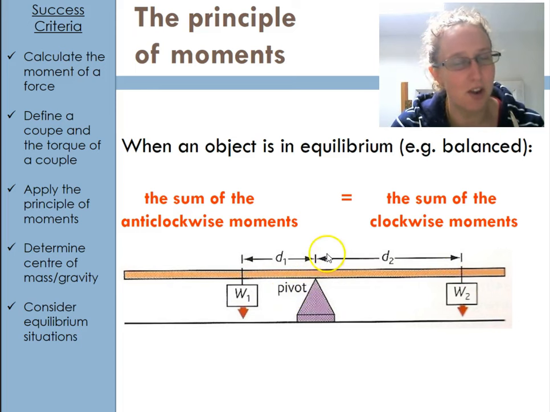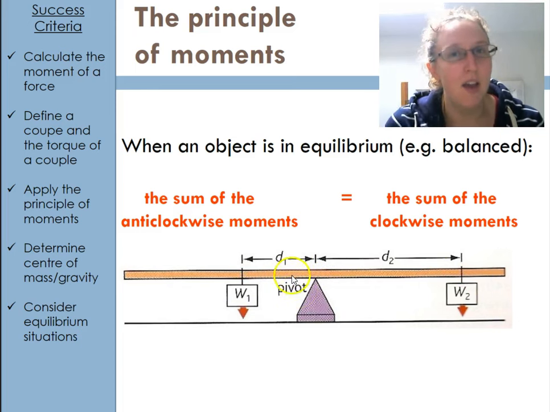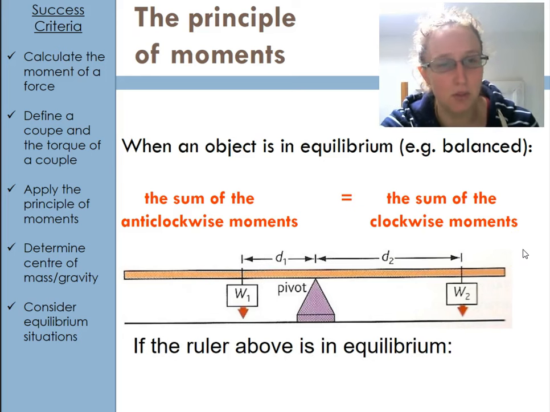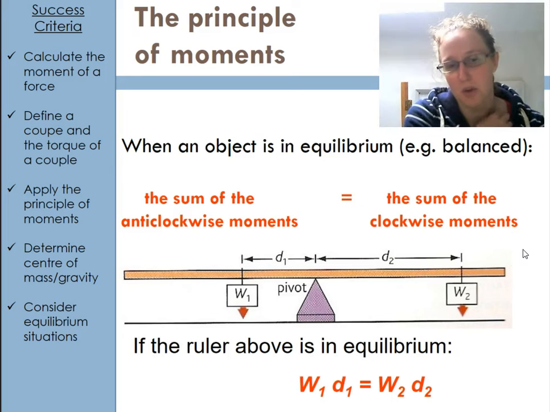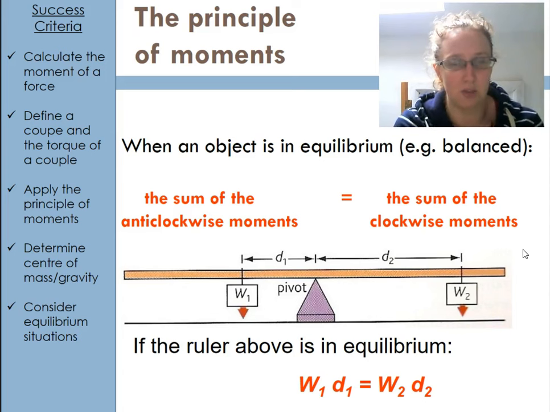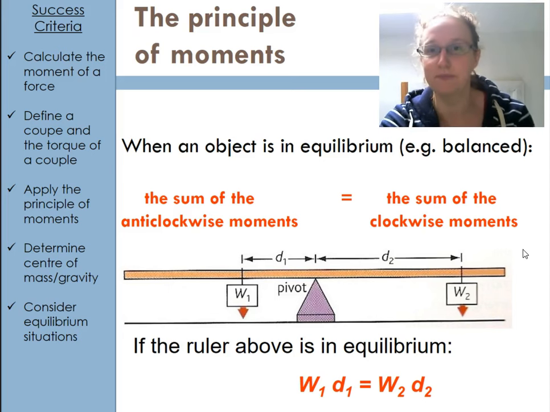There are times when I might not have a clear pivot point, but I can use the principle of moments to make any point a pivot point. But principle of moments: an object is in equilibrium when the sum of the anti-clockwise moments equals the sum of the clockwise moments. So what we can say is that if the ruler above is in equilibrium, then W1 times D1, so the anti-clockwise moment, has to be equal to W2 times D2, the clockwise moment. So principle of moments is going to be very, very, very useful to us.